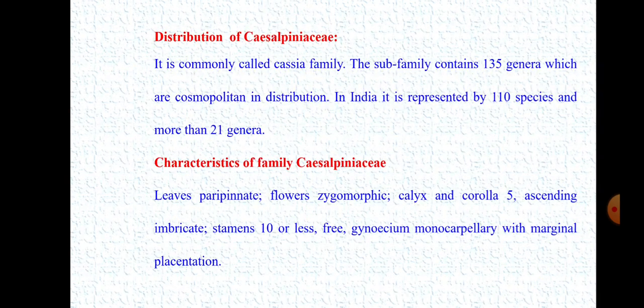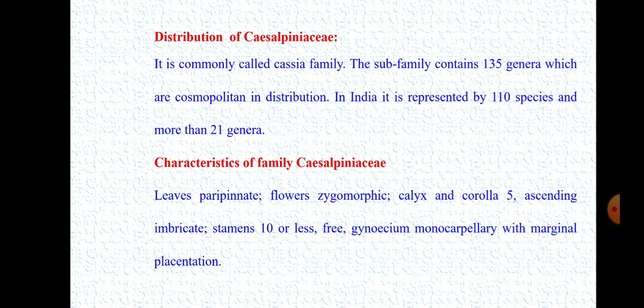As per their distribution, the plants of the family Caesalpiniaceae are commonly called the Cassia family. The subfamily contains 135 genera which are cosmopolitan in distribution, that means worldwide distributed. In India, it is represented by 110 species and more than 21 genera.